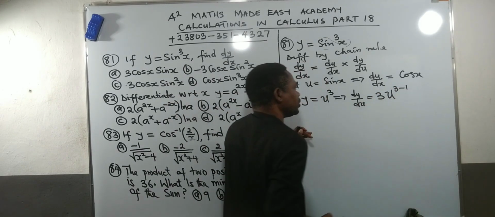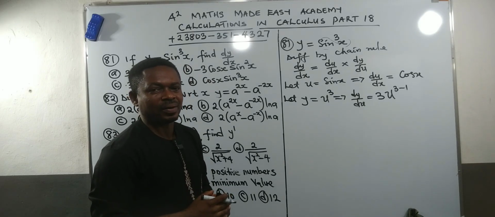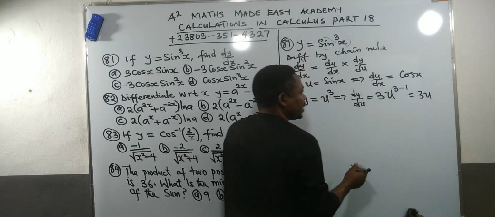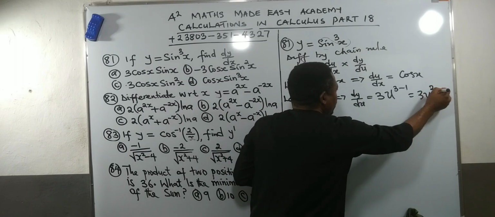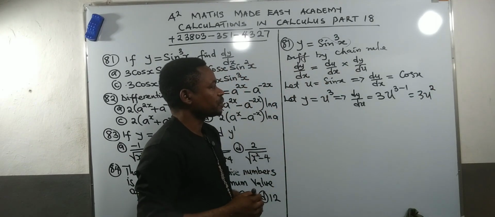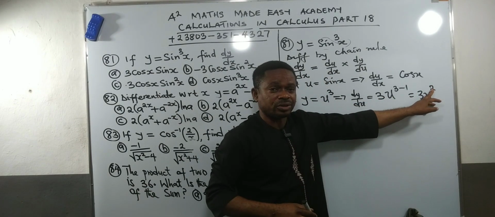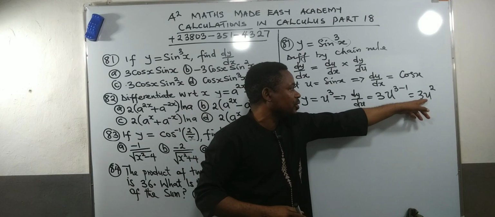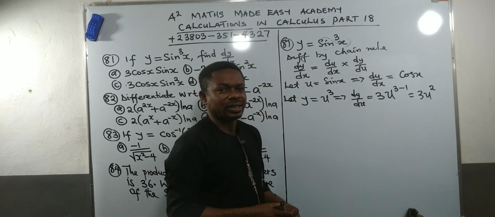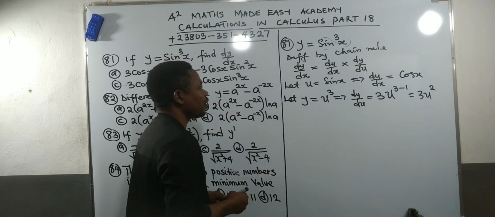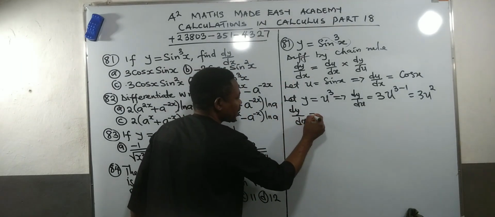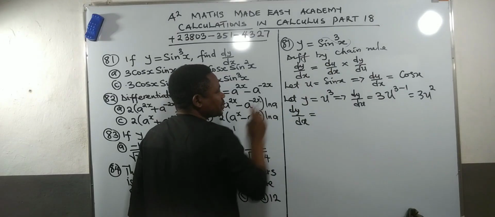Finally, introduce minus 1 to the power. Then if I continue, I'll be getting 3u. Then 3 minus 1 will give us 2. So the value of dy/du is 3u raised to the power of 2. Do you understand? Now can we move to the formula directly? This is dy/dx. Then we continue. du/dx is already solved.